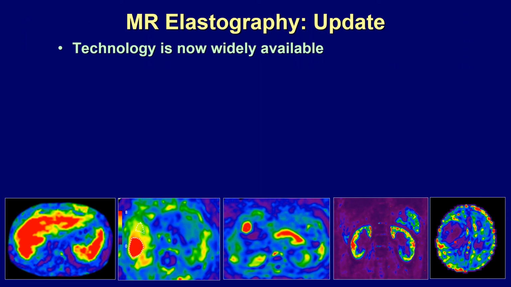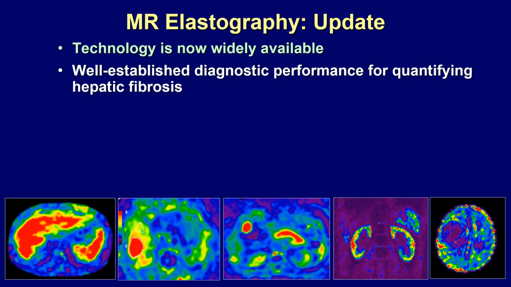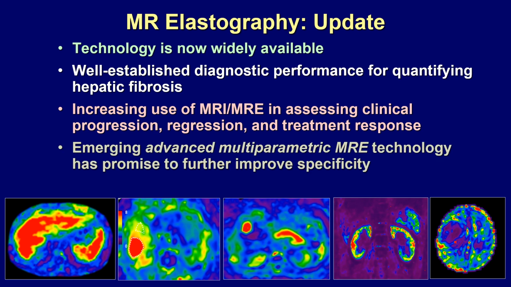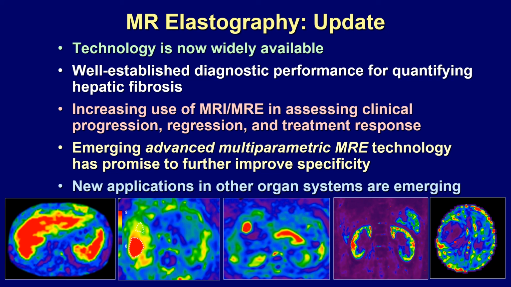So in summary, for this 2020 update, MRE technology is now widely available. The diagnostic performance in assessing liver fibrosis is now well established in the literature. Because it's non-invasive, MRE can be used longitudinally to assess progression and treatment response in chronic liver disease. The advent of advanced 3D MRE is providing new biomarkers which promise to further increase accuracy and specificity in evaluating liver disease. And finally, many new applications in other organ systems are emerging.